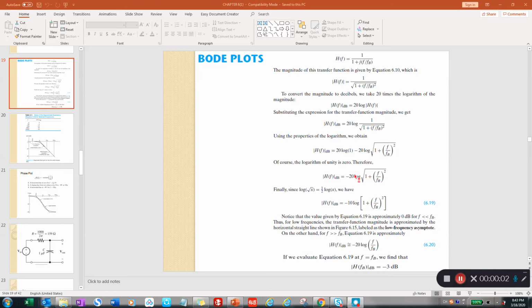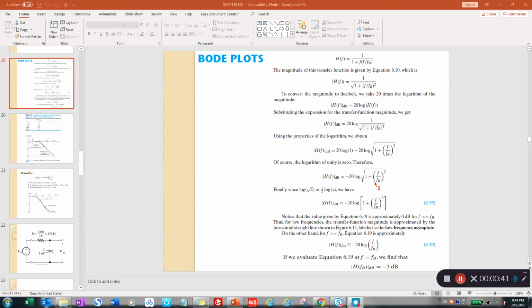If you manipulate this formula a little bit, you can get 619. Amplitude in dB will be equal to -10 log (1 plus (f over fb) squared). So both formulas are very important, but maybe you want to base on this one because 20 log is our definition of the dB. So we're going to talk about how to get the Bode plot based on this formula.